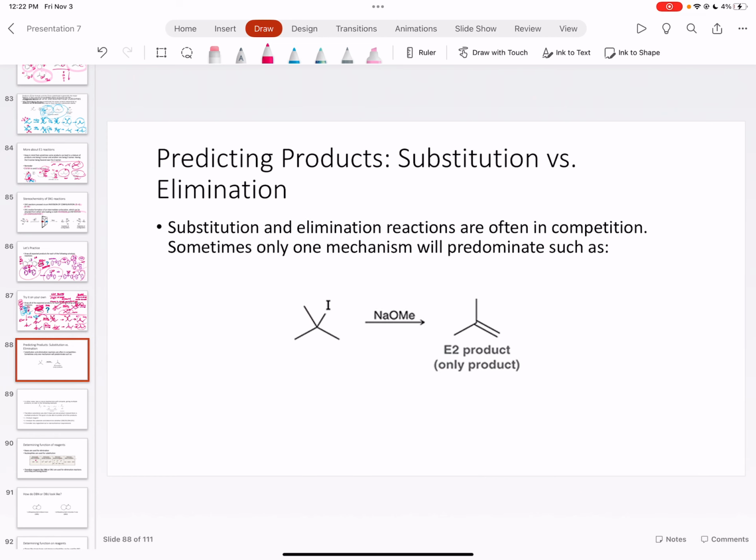So, predicting products, substitution versus elimination. Substitution and elimination reactions are often in competition. Sometimes only one mechanism will predominate, or sometimes it will be the only one that's going to show up. So for example, we have an NaOMe. Again, things like Na, they're just spectators. They're just there, so they're technically there, but they're not really gonna interact with each other. That's why I only write NaOMe. So most of the time when I'm doing a test, when I see something like an Na, I just cross it out and then just write this.